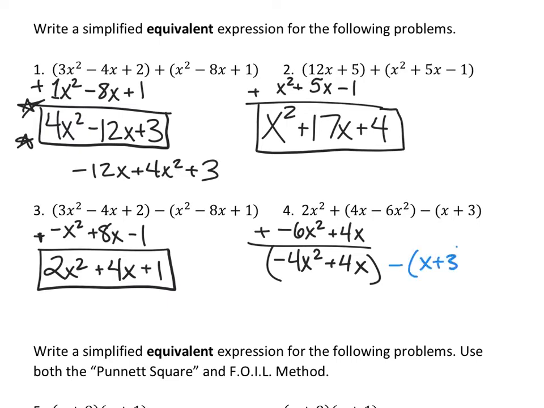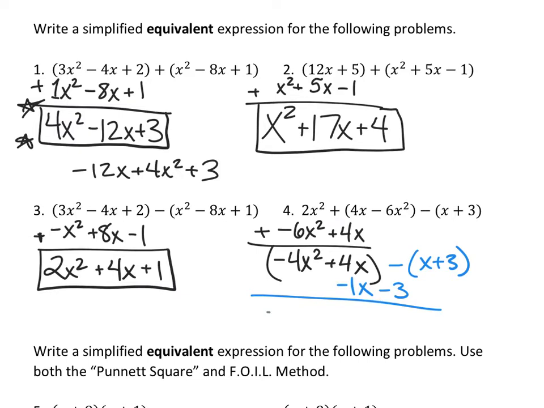Yeah. Now, what kind of question do I have? A subtraction. Am I going to line up the sames or the opposites? The opposites because I'm subtracting. What's the opposite of x? Negative x. And negative x is going to go underneath the 4x. What's the opposite of 3? Negative 3. And it just gets to chill by itself because there's nothing like it.